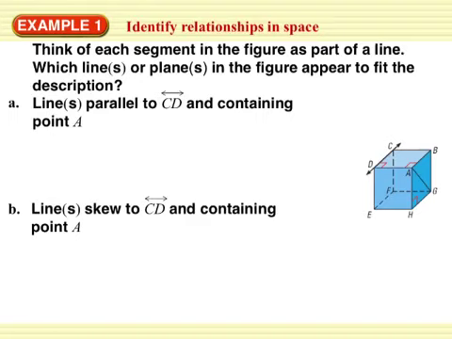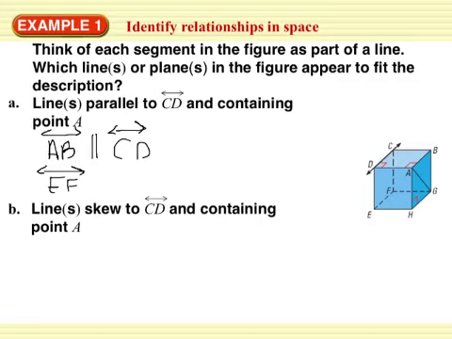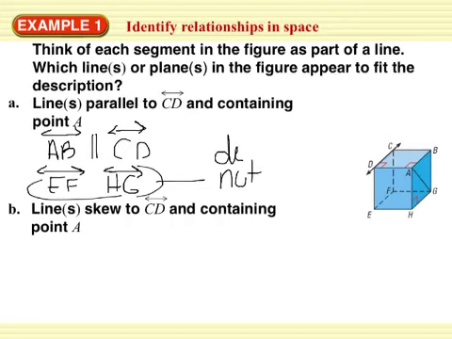Next. All right, let's try an example. Think of each segment in the figure as part of a line. Which lines or planes in the figure appear to fit the description? First, we want to look for lines parallel to line CD, which is right here, containing point A. Okay, parallel to CD containing point A. I see line AB is parallel to line CD. I also see line EF is parallel and line HG is parallel, but they do not contain point A. Okay, so there's just that one.